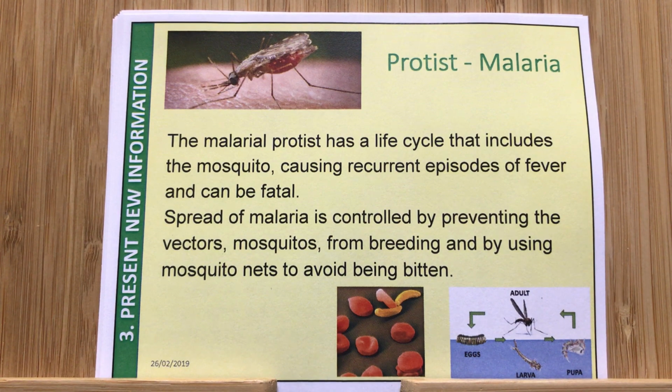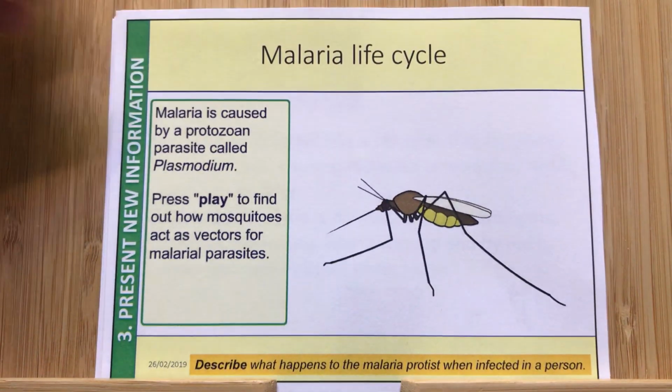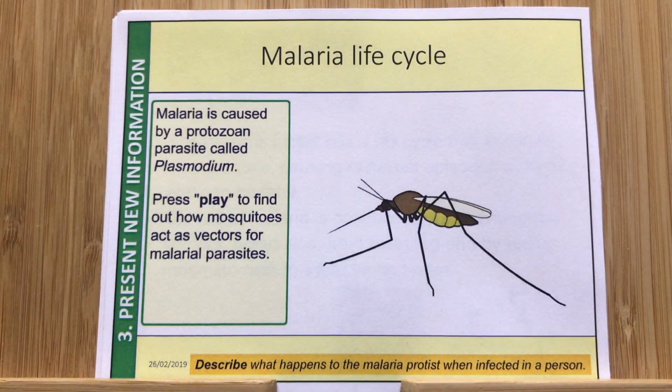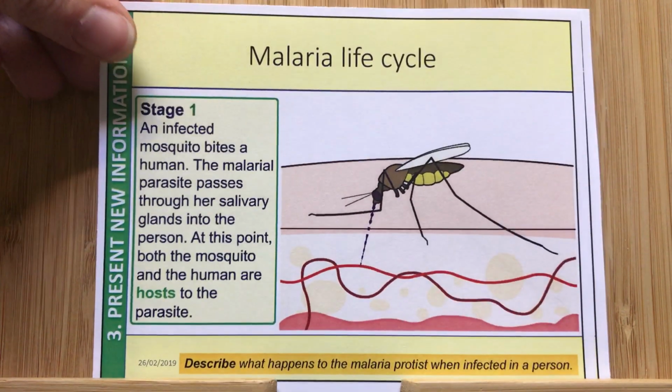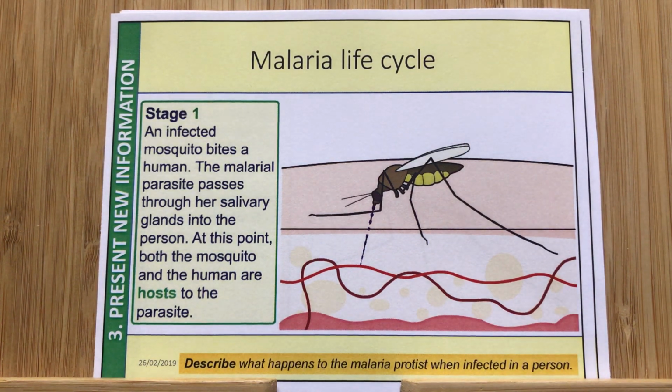Let's look at the malaria life cycle. Okay, so like I said, it's a protist, and it's transported by the vector, the mosquito. So it's inside the mosquito. The mosquito bites a human and passes the malaria parasite, the protist, through the salivary glands into the person, and then the human becomes the host of that parasite.